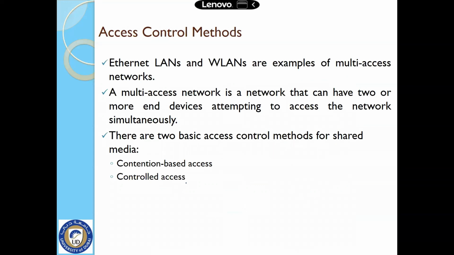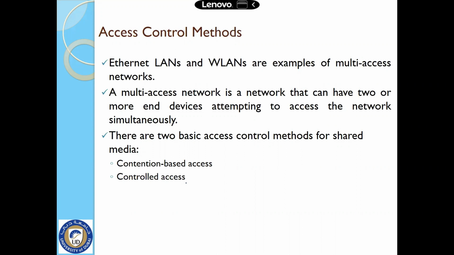All right. So there are access control methods. Ethernet LANs and wireless LANs are examples of multi-access networks, meaning that you can access, disconnect, access, and disconnect. So you can have as many access points or access instances as you want. A multi-access network is a network that can have 2 or more end devices attempting to access the network simultaneously. So in that case, how will the network behave? Two devices want to connect to the network at the same time.